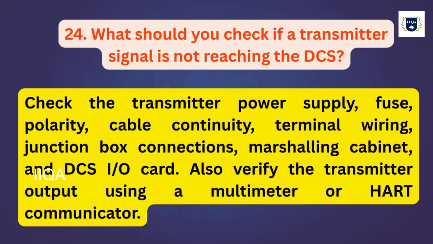What should you check if a transmitter signal is not reaching the DCS? Check the transmitter power supply, fuse, polarity, cable continuity, terminal wiring, junction box connections, marshalling cabinet, and DCS/IO card. Also verify the transmitter output using a multimeter or Hz communicator.